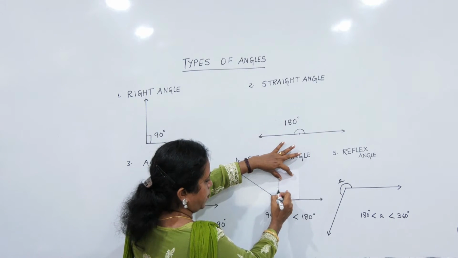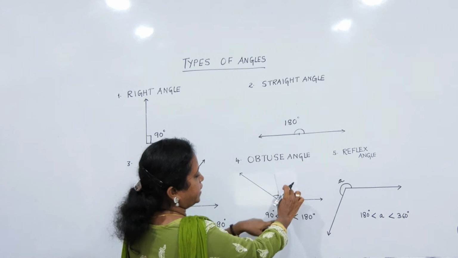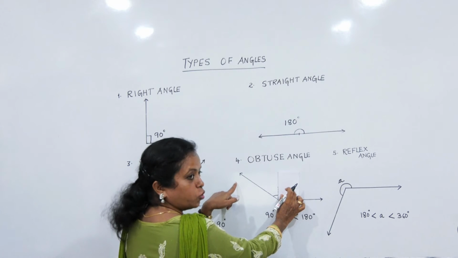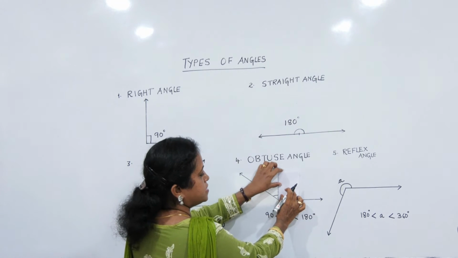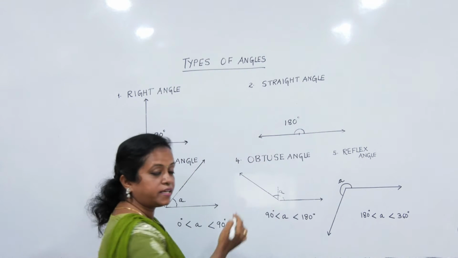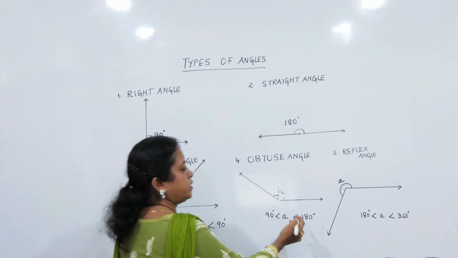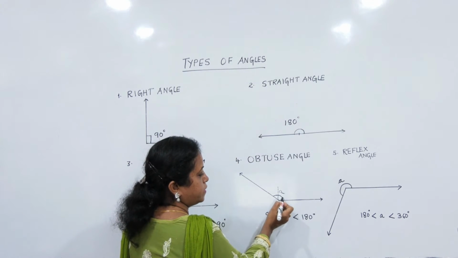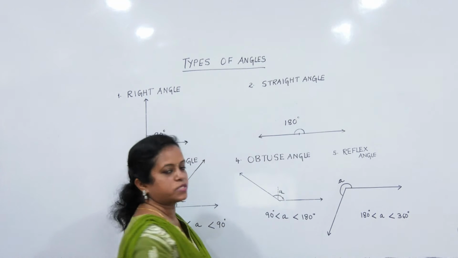This is actually forming a right angle, but the angle which I have made on the screen, the ray forming the obtuse angle goes beyond that line. That means now the measure has exceeded 90 degrees but is within 180 degrees. So this angle that is formed here is an obtuse angle.